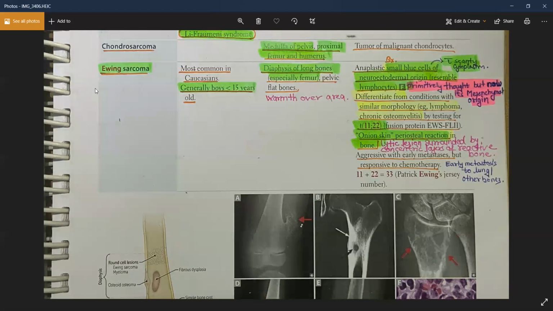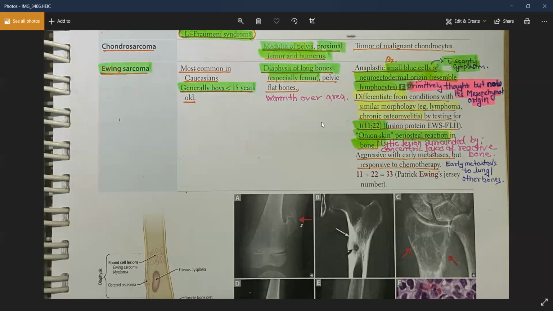Very important. It is generally seen in boys who are less than 15 years old. It originates from the diaphysis, especially the femur. Just like with any other bone tumor, you will have bone pain and warmth over that area. Tenderness could be there, systemic signs could be there, weight loss would be there, right? And when you do the X-ray of the patient, you can even see the bone mass.